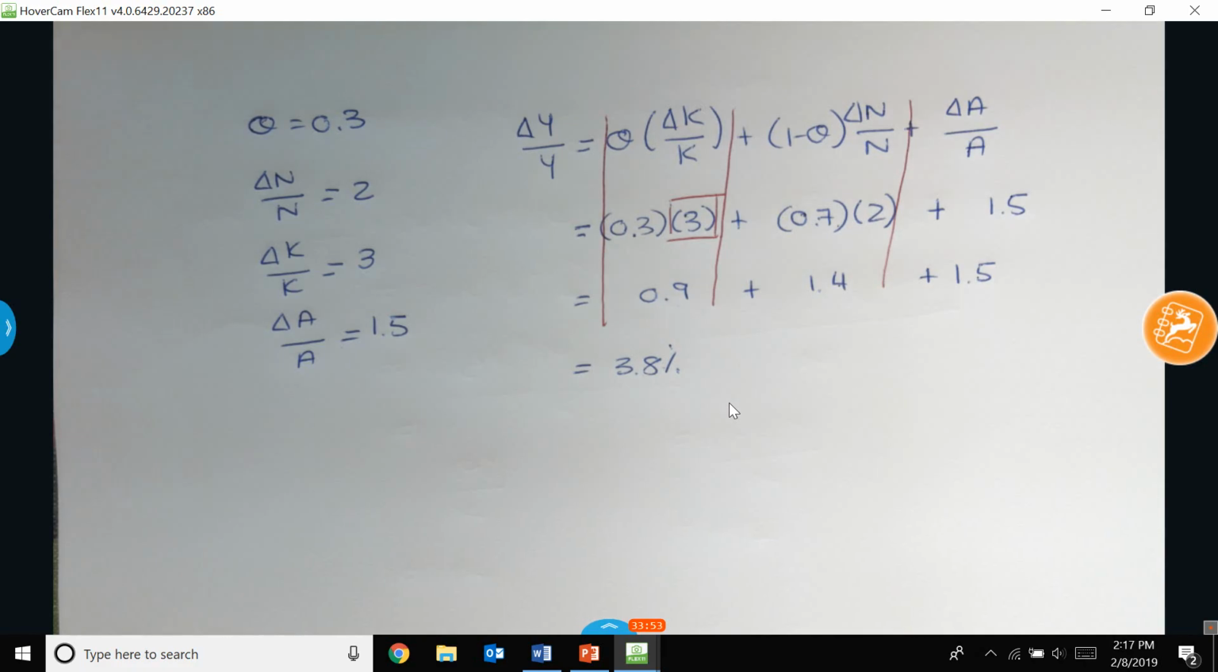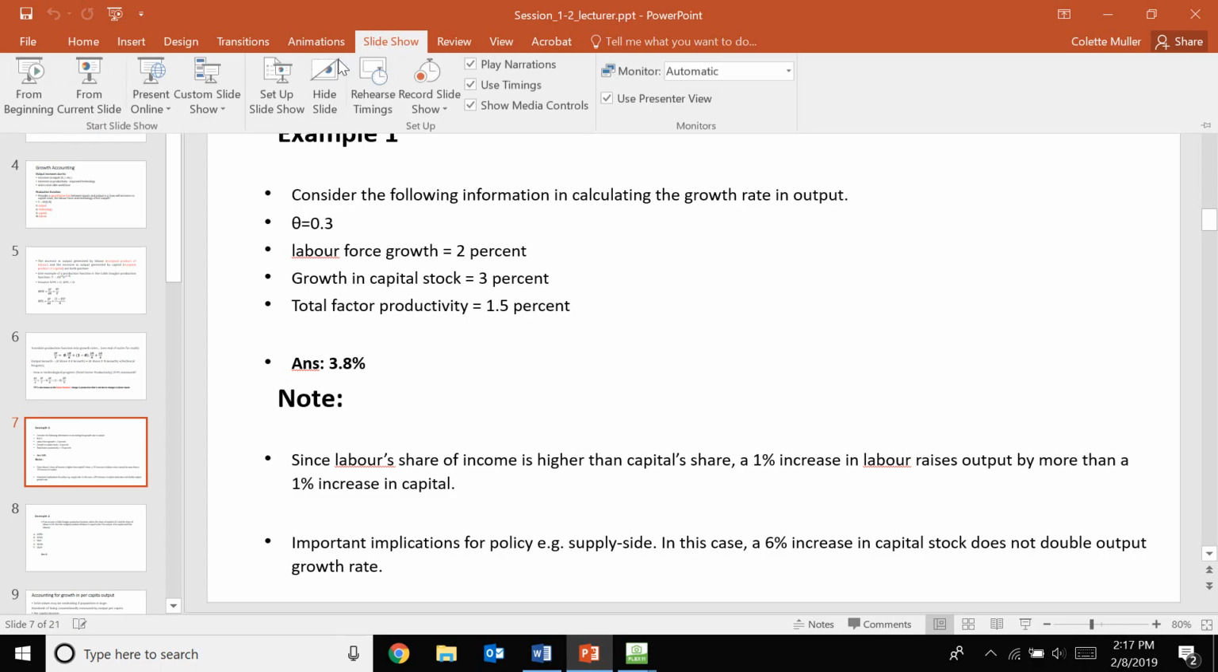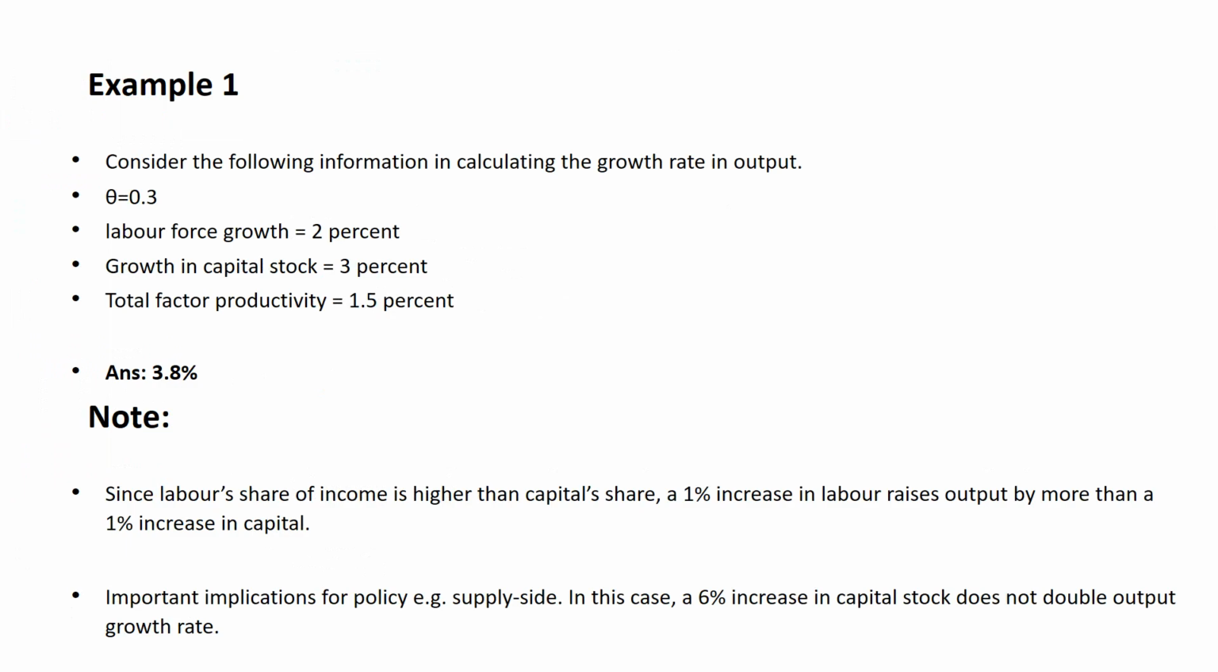Alright, there's another example to go through, so let's just go back here so that we can see what it is. There we go, slideshow. Okay.